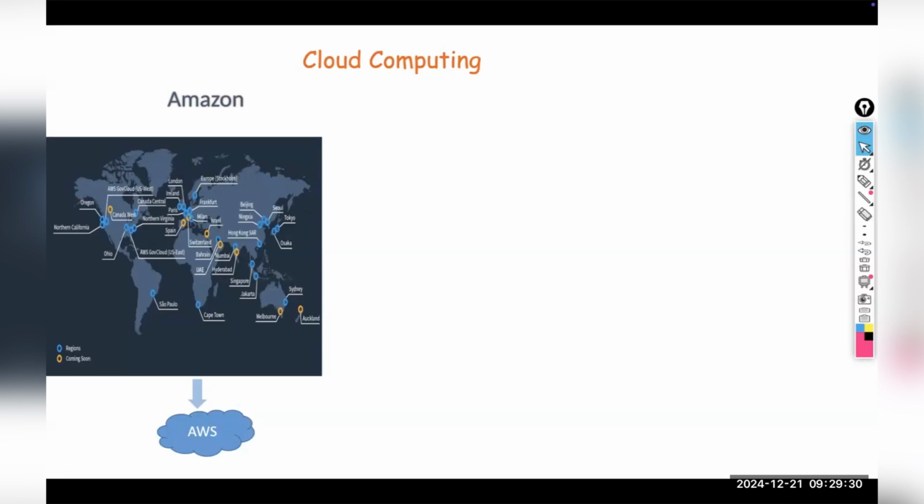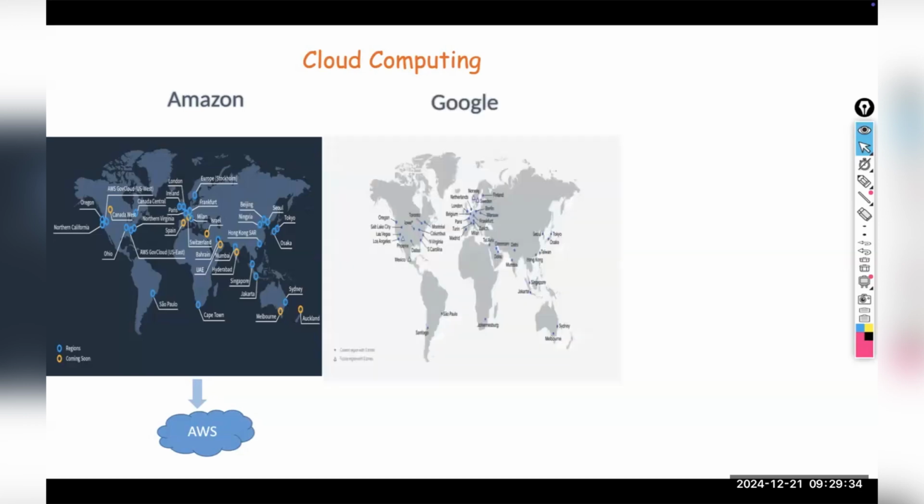Not only Amazon, similarly, Google also has data centers across the globe. They are also providing cloud services through a platform. Any idea what that platform is?